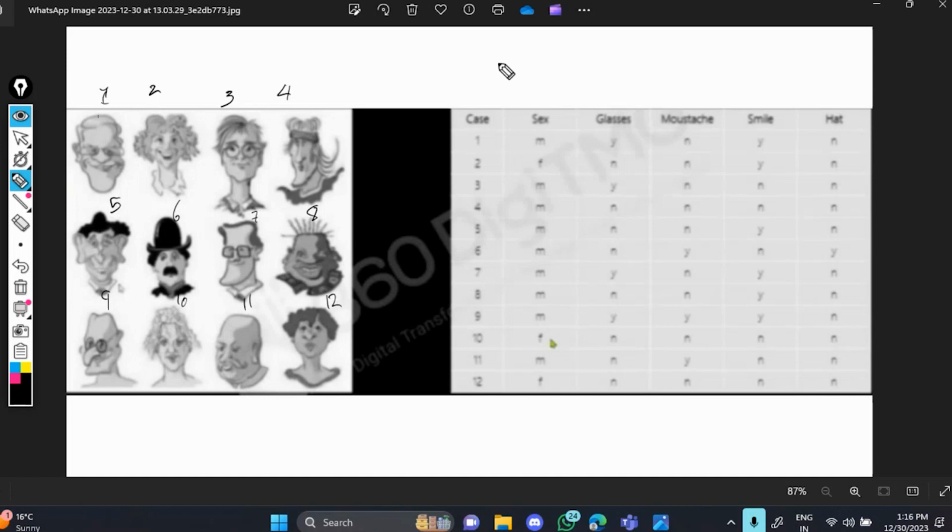Also, Piyush was not present in our last session, I think. So it will also help Piyush to clear this up, what clustering is and how we will do it.